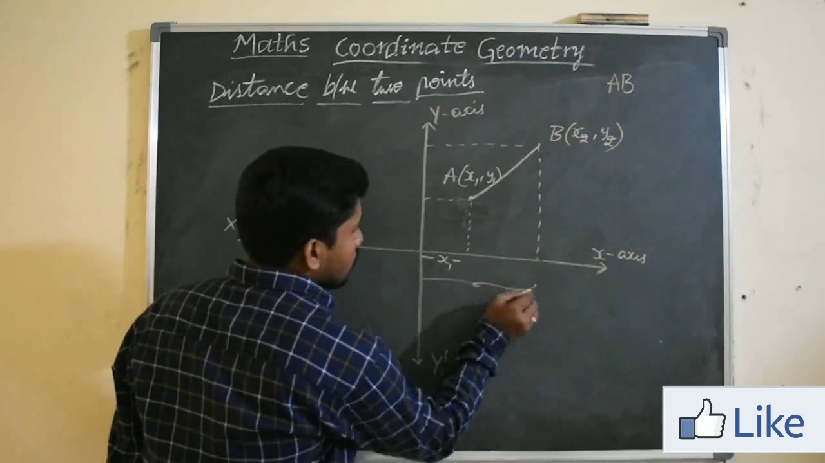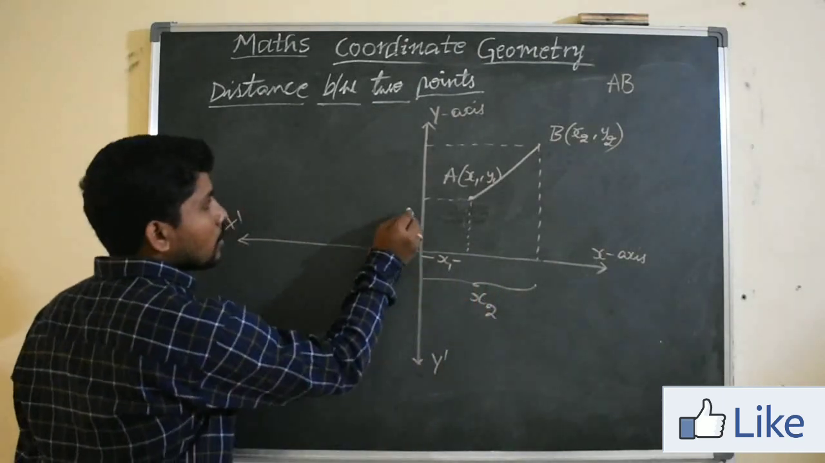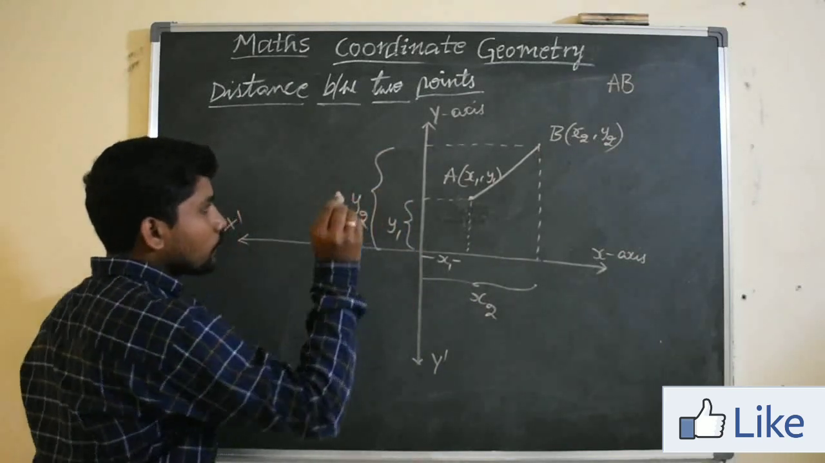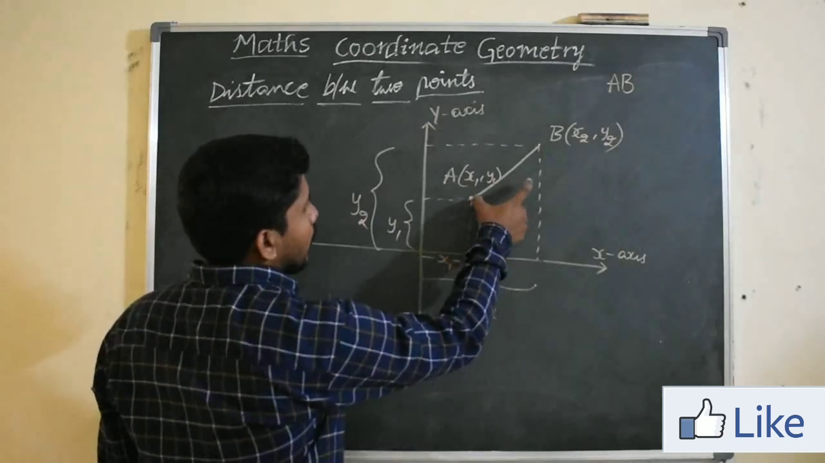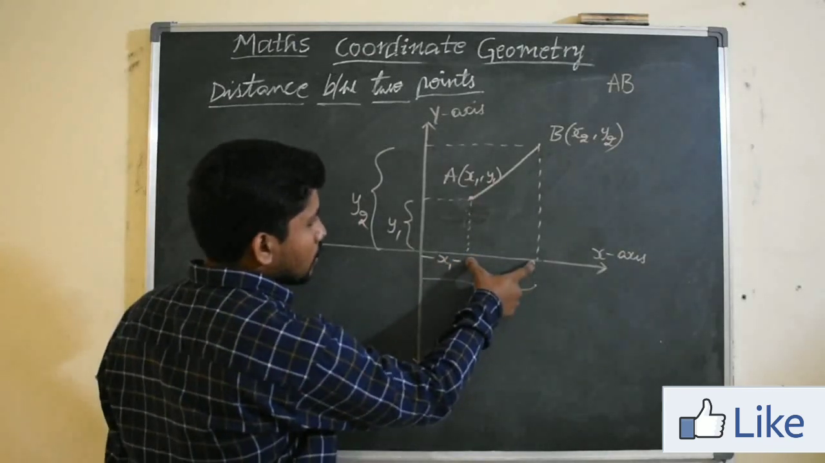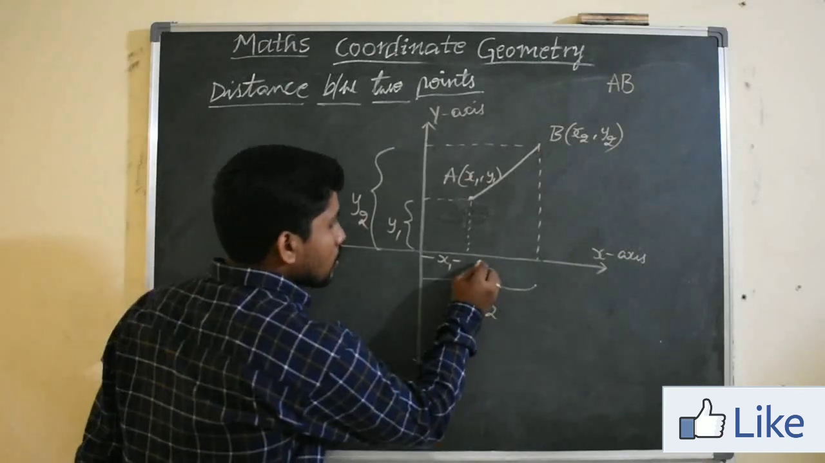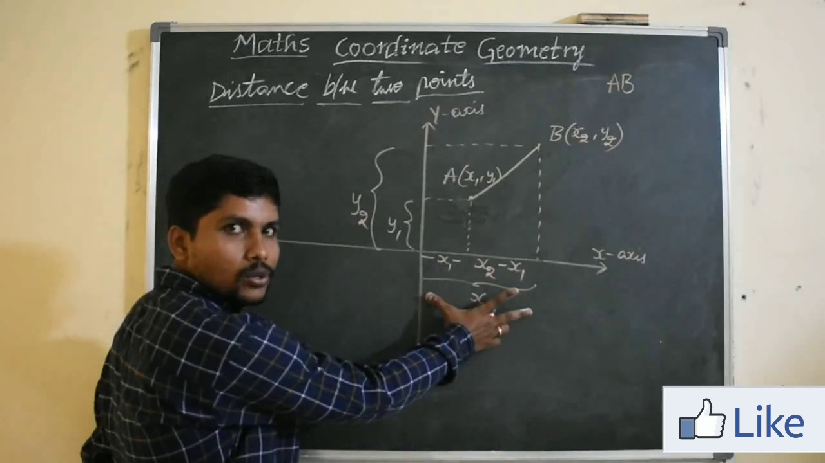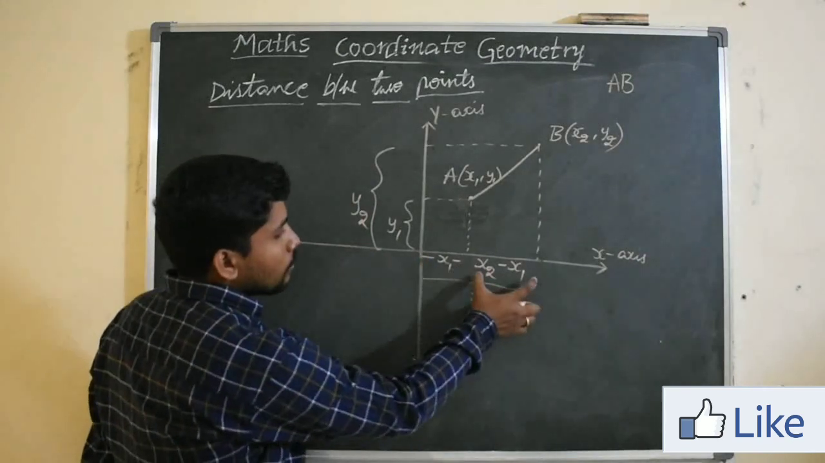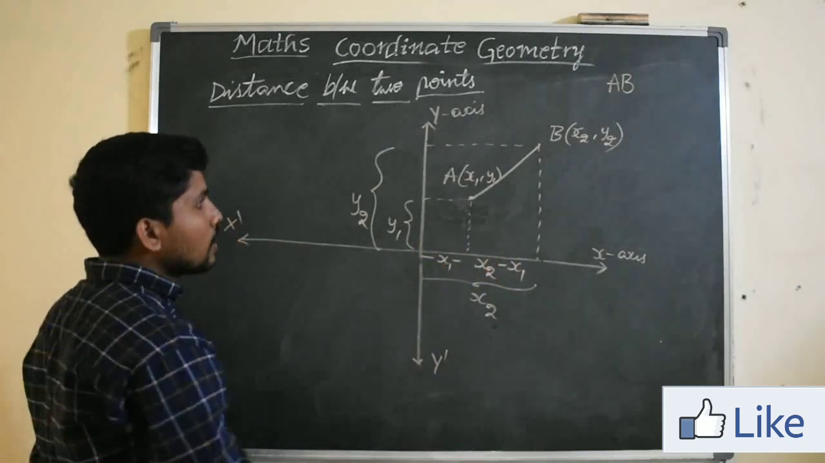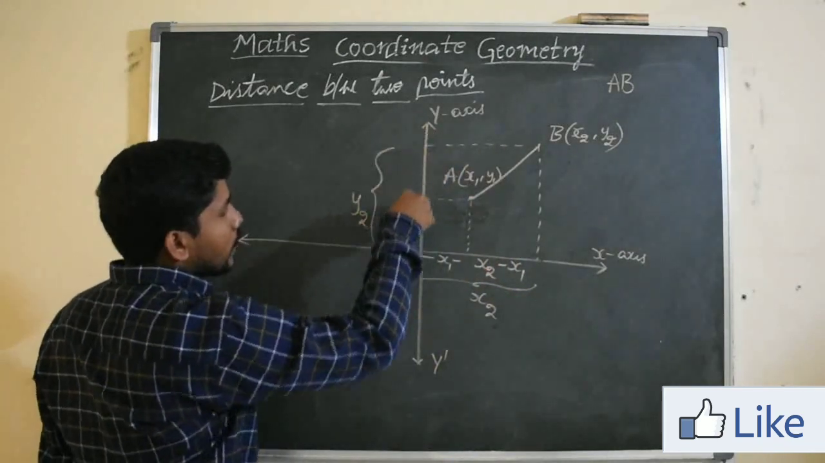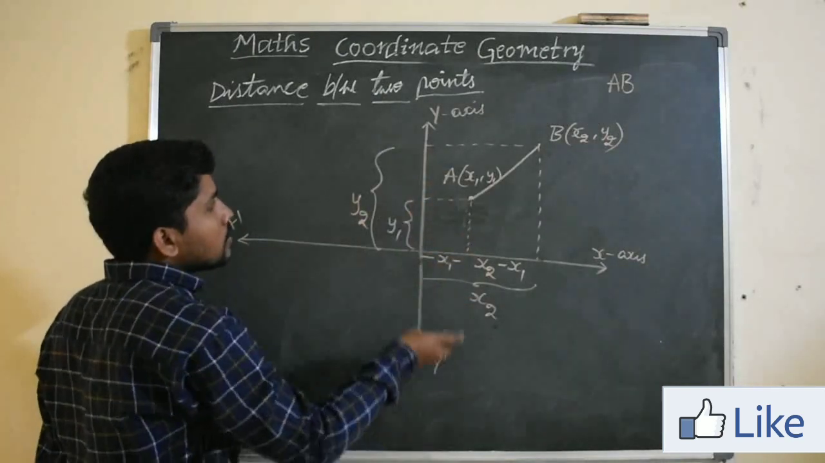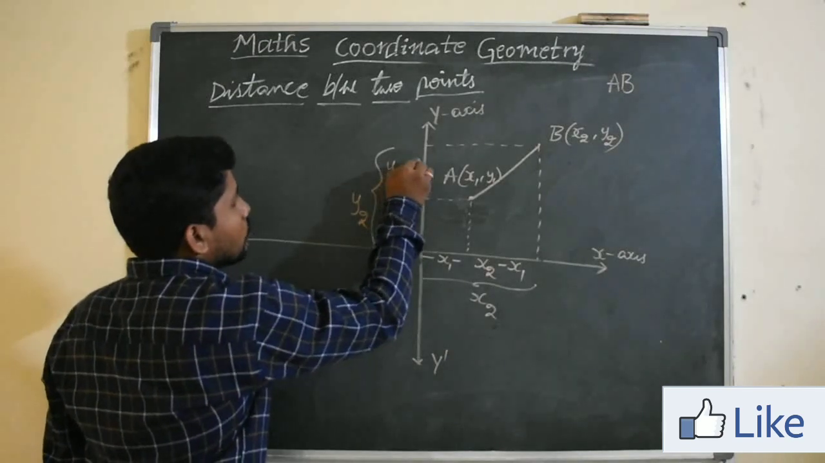This total distance is x2. This distance is y1 and this total distance is y2. Now if you observe the points between A and B which are projected on the x-axis, the gap between them is x2 minus x1. Since the total distance is x2 and a part of it is x1, the remaining distance will be x2 minus x1. In the same way, when you observe the projections on the y-axis, the total distance is y2 and a part of it is y1, then the remaining distance will be y2 minus y1.